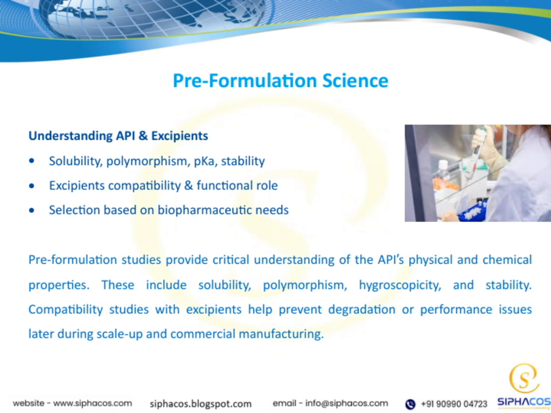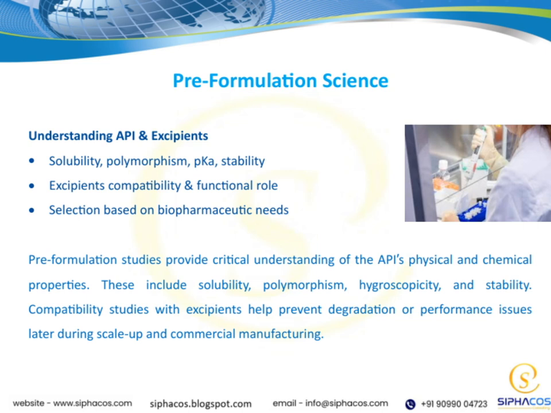Polymorphism refers to different crystal forms of the same compound, which can affect solubility and stability. pKa helps us understand the ionization state of the API at different pH levels, guiding formulation choices. And stability is about ensuring the API maintains its integrity throughout manufacturing, storage, and use.